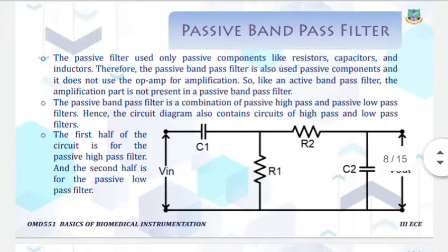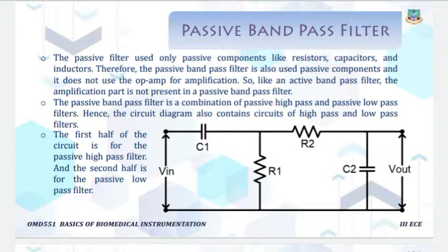Next, passive band pass filter. This consists of only resistor, capacitor and inductor. This consists of just passive elements. Passive elements means resistor, capacitor and inductor.